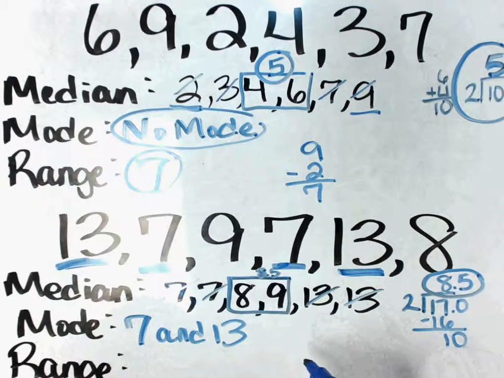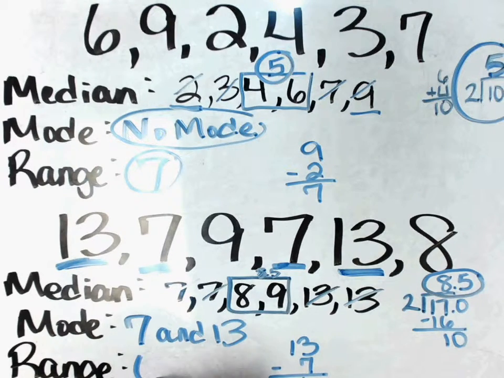And then we'll find our range by taking our largest number, which is 13, minus our smallest number, which was 7 in this case. So our range would be 6, the difference in the biggest and the smallest. So our median was 8.5, our mode was 7 and 13, and our range was 6.